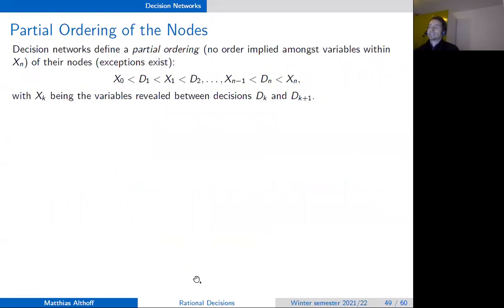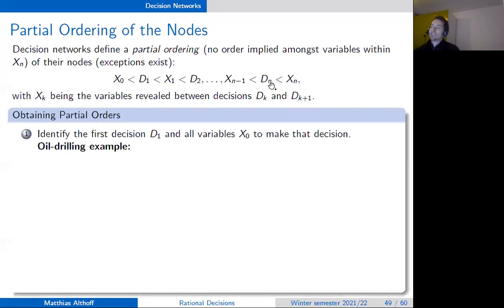Good. So an important aspect of these decision networks is that we have some partial ordering of decisions and random variables that are revealed. So usually, first we have some random variable that is revealed, then we make decision D1, then another random variable or a set of random variables is revealed, then we make a set of decisions and so on. So it just means that Xk are the variables revealed before decisions Dk and Dk plus 1 are made, and so on. And as I said, it can be a set of decisions or a set of variables.